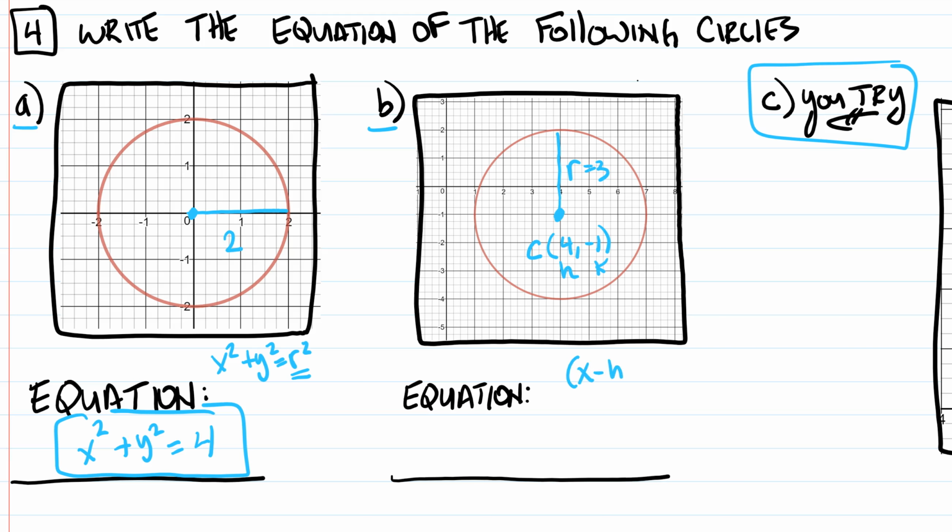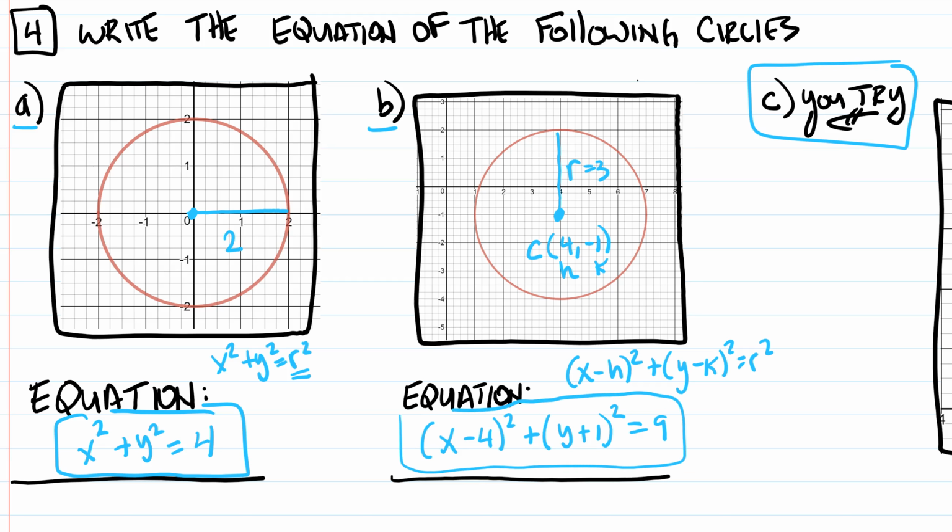So I'm going to do x minus h squared plus y minus k squared is equal to r squared. So the equation is going to be x minus h, so x minus 4 squared plus y plus 1 squared is now equal to 9, because 3 squared is equal to 9. So notice that x minus 4 moves it 4 to the right, and then a plus 1, right? Since my k is negative, I go minus a minus 1 gives me the plus 1, and then quantity squared is equal to 9. So there's the equation for that one right there.